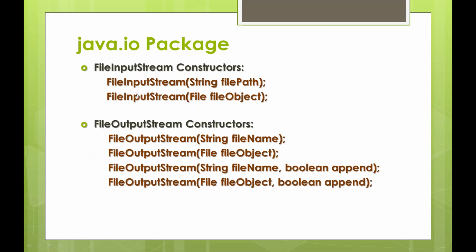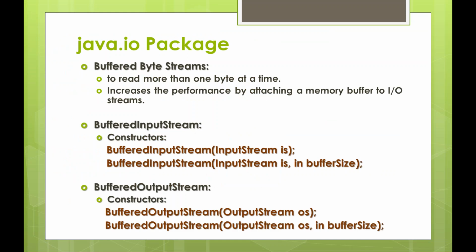With whatever we were trying to do with file input stream and file output stream, we try to read one byte at a time. If you want to read more than one byte at a time, you can go for what are known as buffered byte streams. Why do you use a buffered byte stream? You attach a memory buffer to this input and output stream so that you can read more than one byte at a time, which will improve your performance.